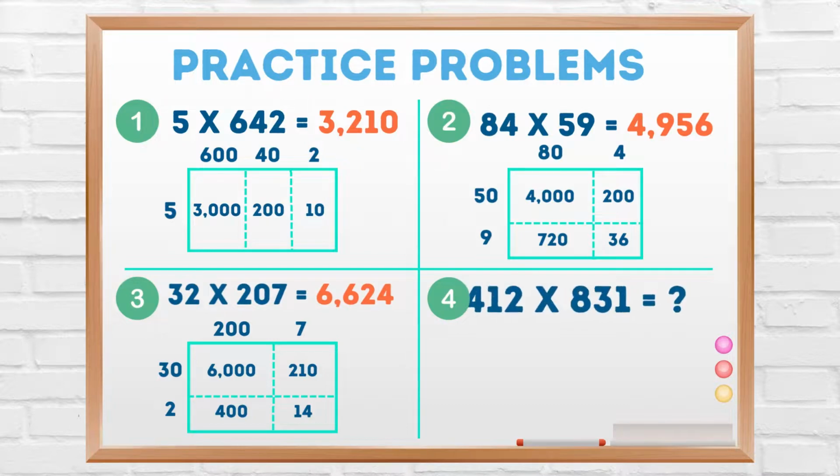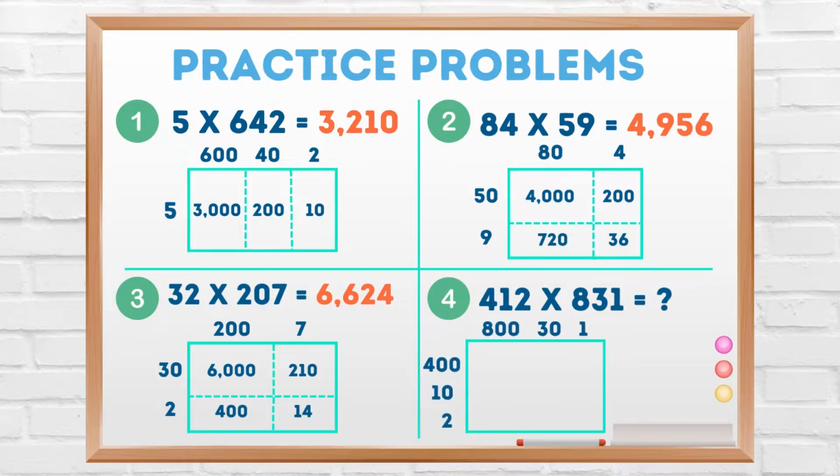Use the area model to solve 412 times 831. Pause this video here and when you have your answer, press play. Okay, first we expand the numbers and split our rectangle according to each place value. Now let's multiply our numbers together. 400 times 800 equals 320,000. 400 times 30 equals 12,000. And 400 times 1 equals 400.